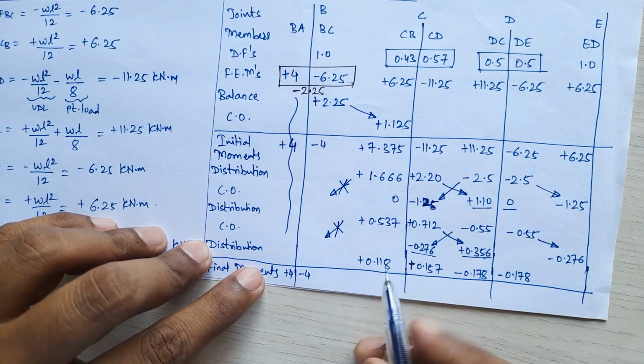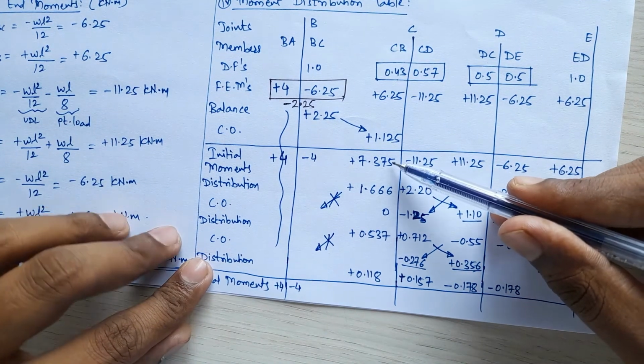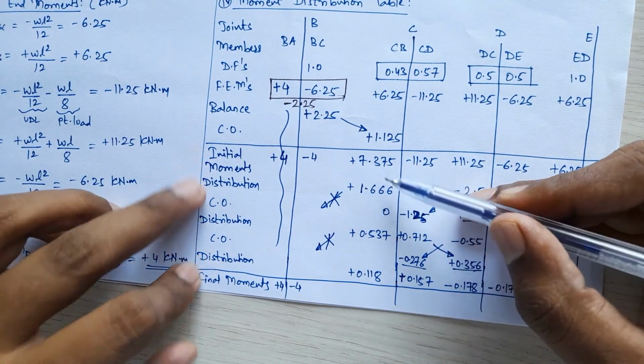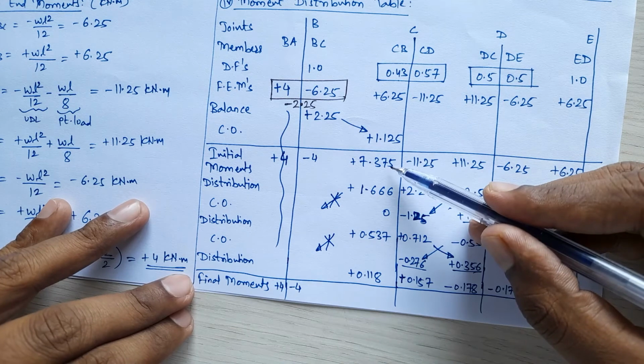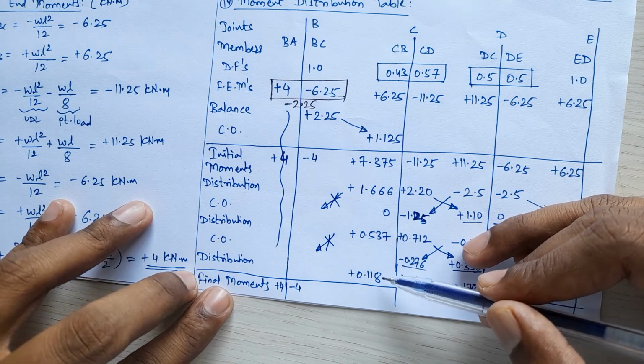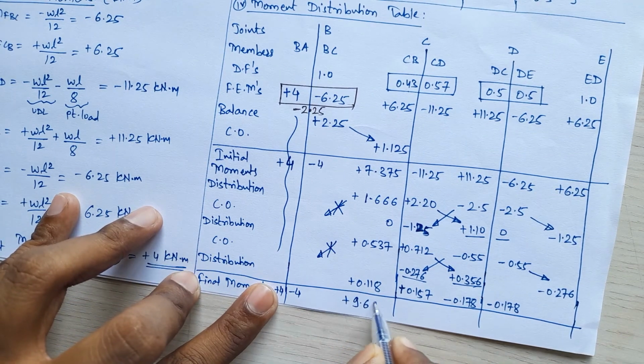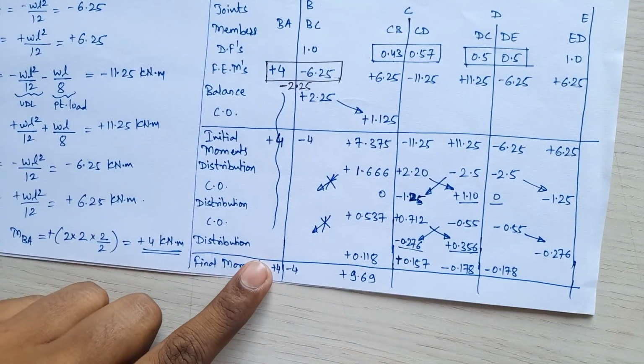Okay, now the final moment for CB joint. CB joint will be how much? That will be the addition of all the moments from your initial moments over there. That is plus 7.375, 1.666, 0.537 and 0.118. I will get that as plus 9.69. Your decimals may vary here.